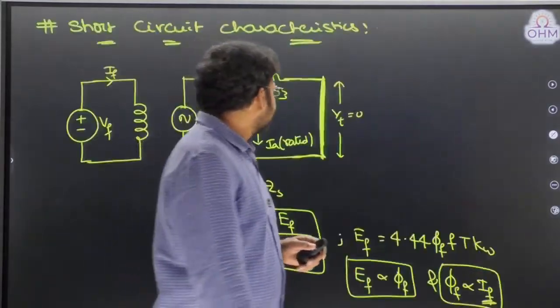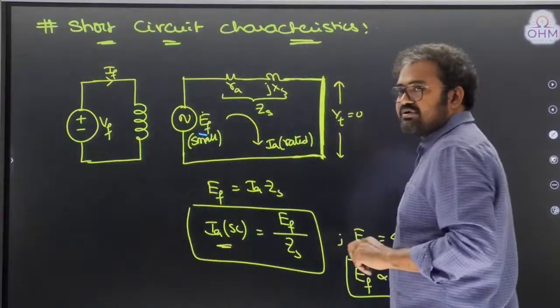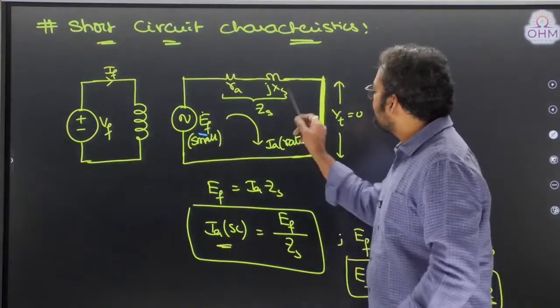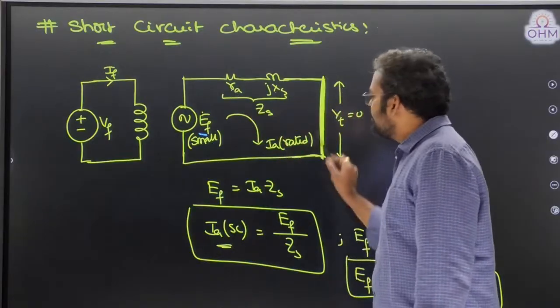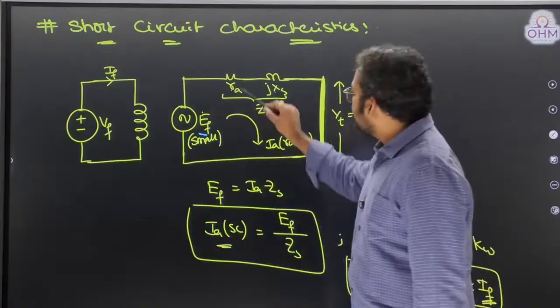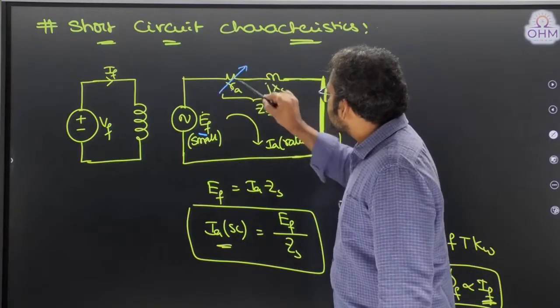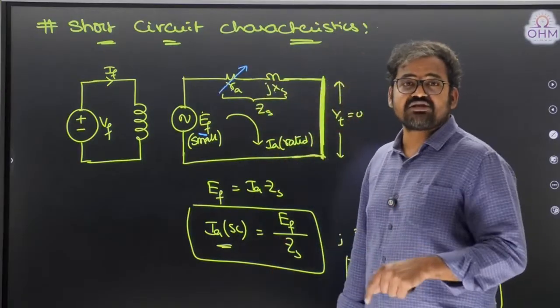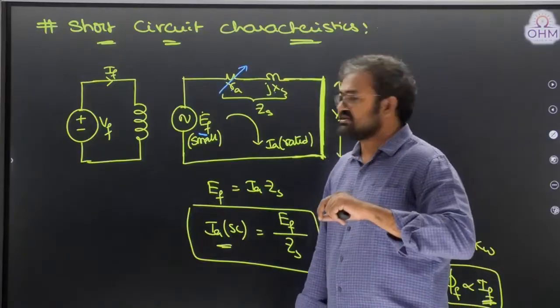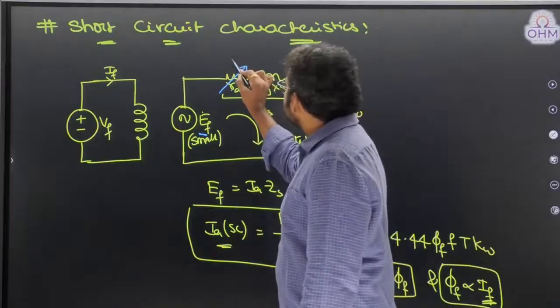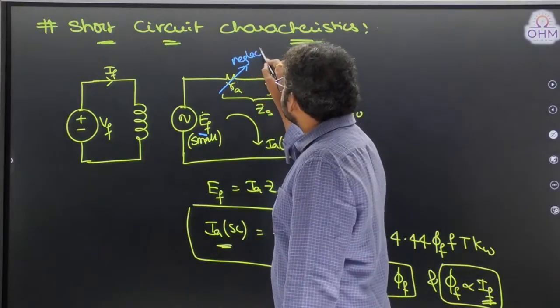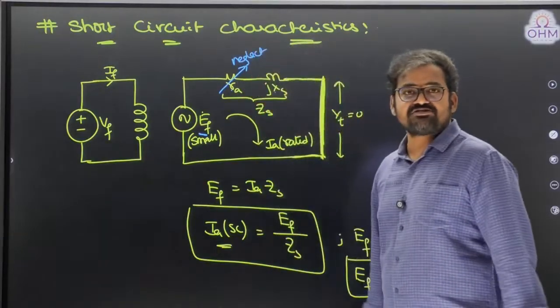The reason is very simple. During the short circuit condition, what are the only parameters available in the circuit? RA and XS. There was no load. The load is shorted. But we know one thing, RA is very small. Generally, we design the armature circuit to have very low resistance compared to synchronous reactance. As RA is very small, just neglect it. What happens if I neglect armature resistance?